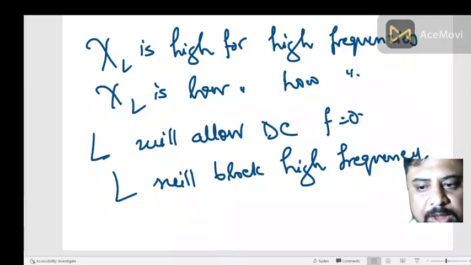Now in the next lecture we will see how to calculate the ripple factor and what is the main difference of the inductor filter from the capacitor filter.